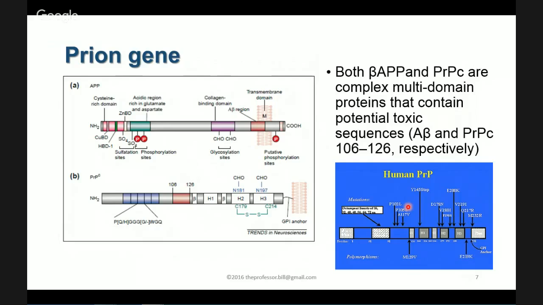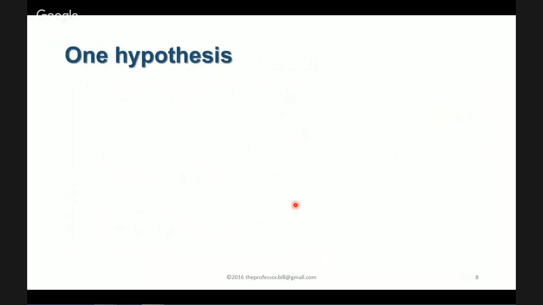And so this is sort of the structure of the protein, just to give you an idea. It's a normal endogenously occurring protein. It's membrane associated. There is a GPI anchor that connects the protein itself to the cell membrane. And so it's very, very similar in many ways to the amyloid precursor protein.